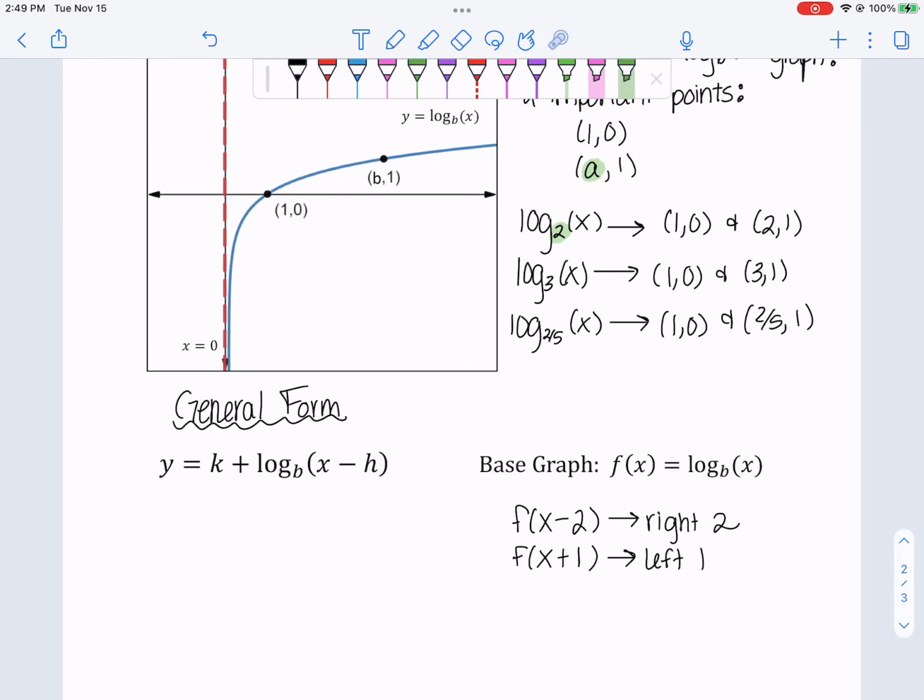Plugging x minus 2 into this function would make it look like this: log base b of (x minus 2). So if you have x minus h here, the graph is shifting. If this is a minus sign, it's going to shift to the right. If it's a plus sign, it's shifting to the left. So if it's a minus, this is going to go to the right. If it's a plus, left.